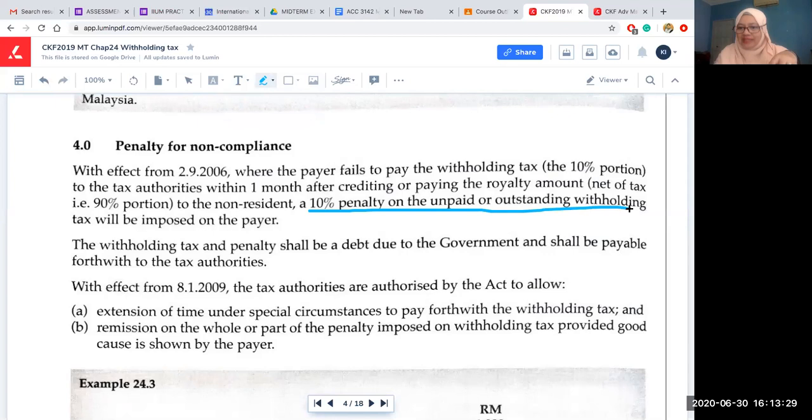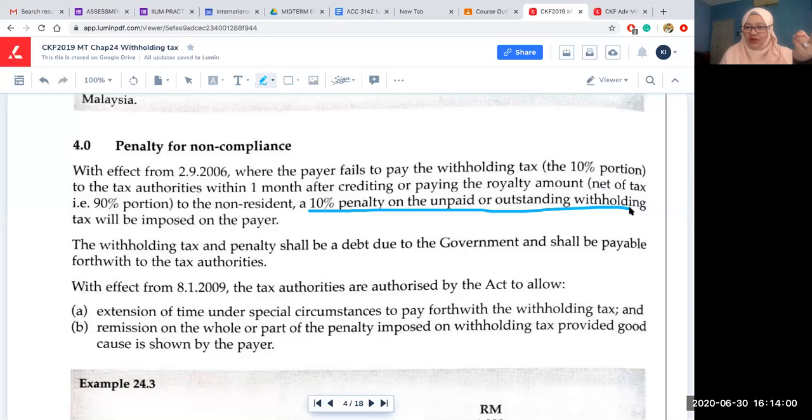Or, for example, the withholding tax is 10,000, but you have actually made payment of 8,000. So the balance of 2,000 is still outstanding. So the penalty is 10% of the 2,000, which is 200 ringgit. Sorry, the withholding tax is 10% of the 100,000, which is 10,000. Penalty is 10% of that 10,000, so it becomes 1,000.